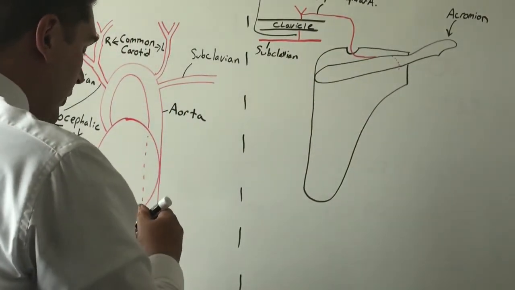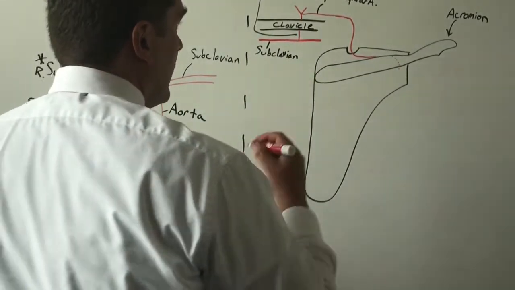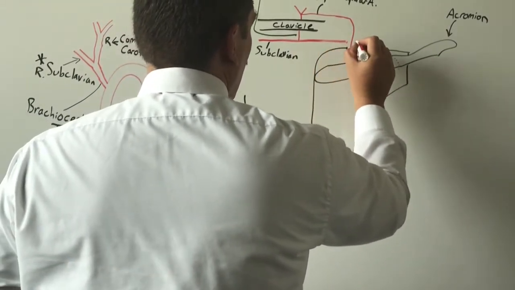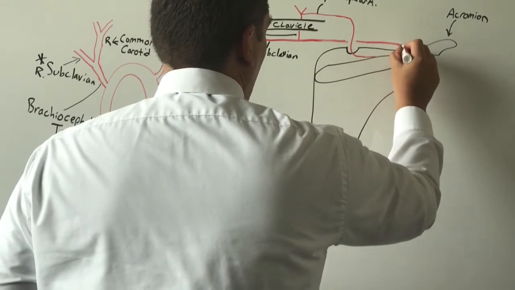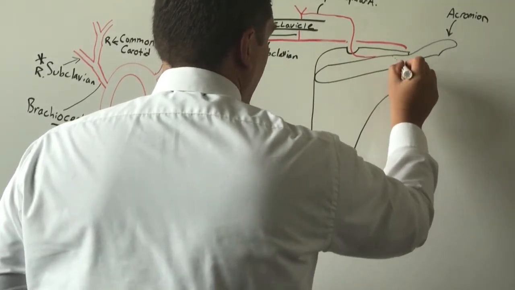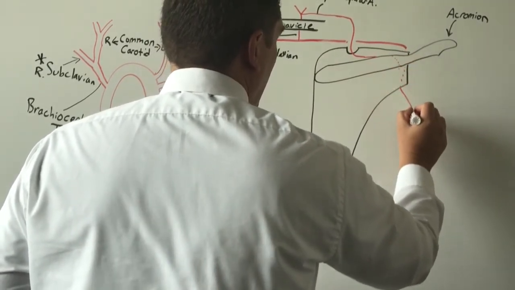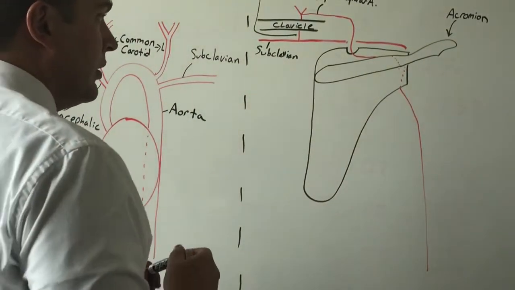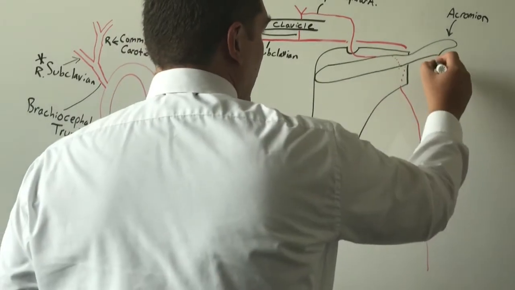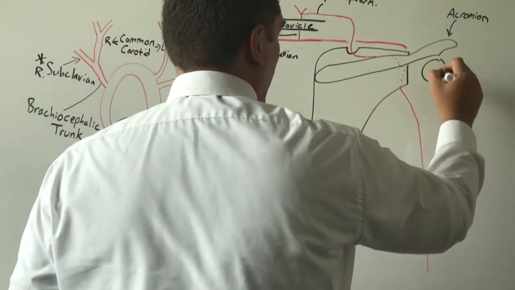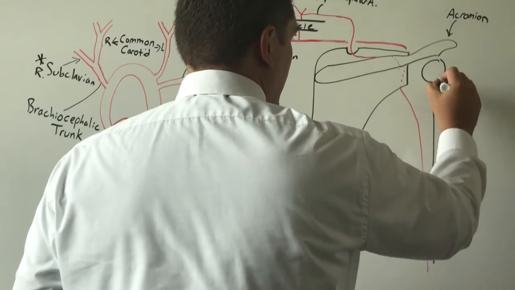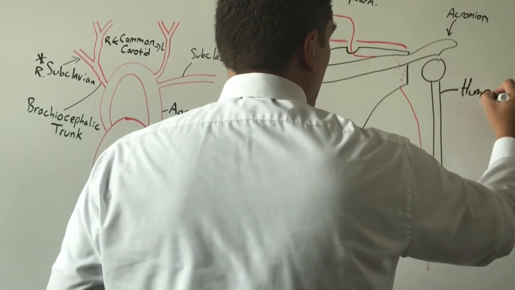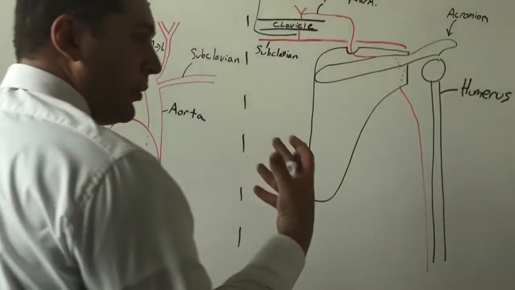The other thing that's going to happen is, remember, here's my subclavian. My subclavian artery will continue as it passes past the scapula. It's going to travel now down, and it's going to continue on down to become my axillary artery and then my brachial artery. Here's my very rudimentary humerus, just to give you a sense of where we are in the body.